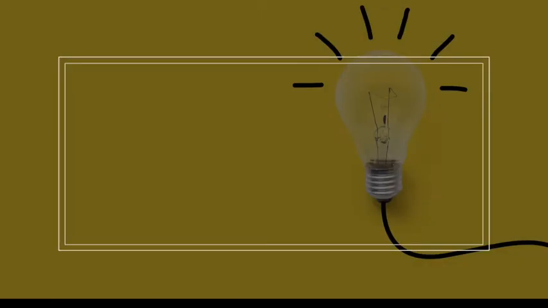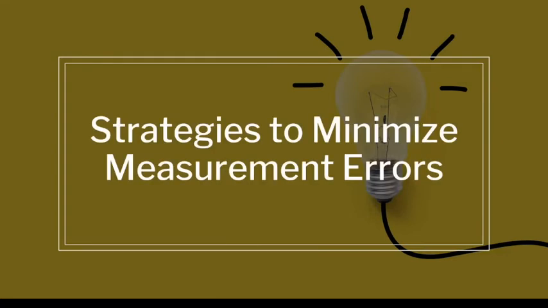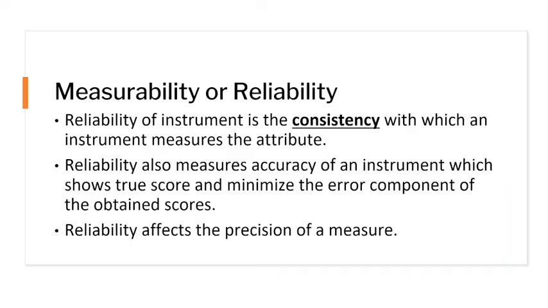Next, you have your strategies to minimize measurement errors. One, measurability or reliability. Reliability, again, is a measure of consistency with which an instrument measures the attribute. It also measures accuracy, the true score of an instrument, and minimizes the error component of the obtained score. Reliability affects the precision of a certain measure.